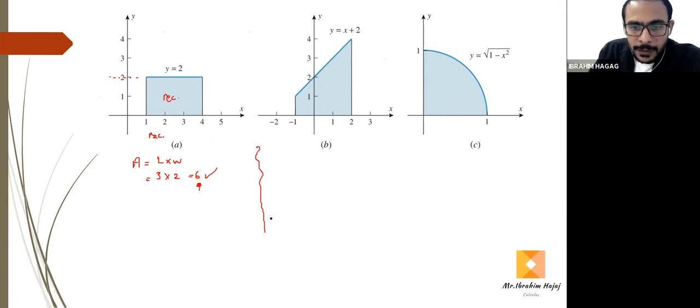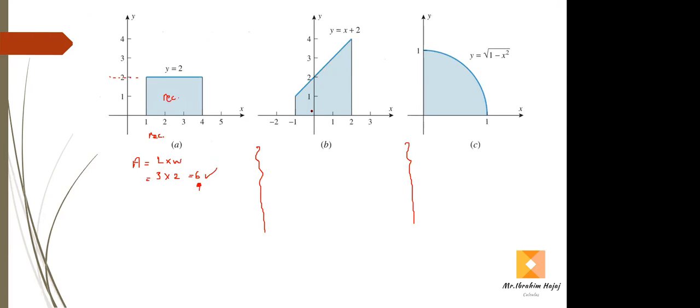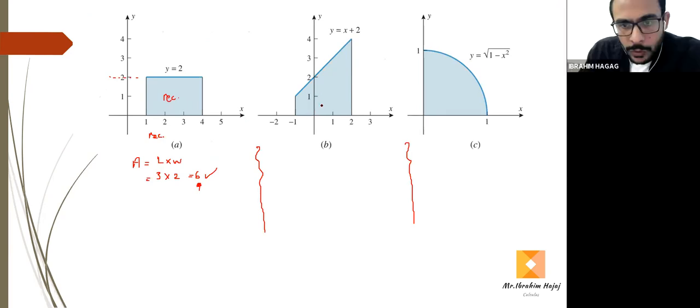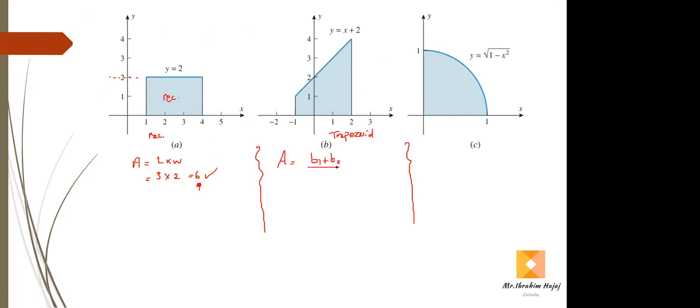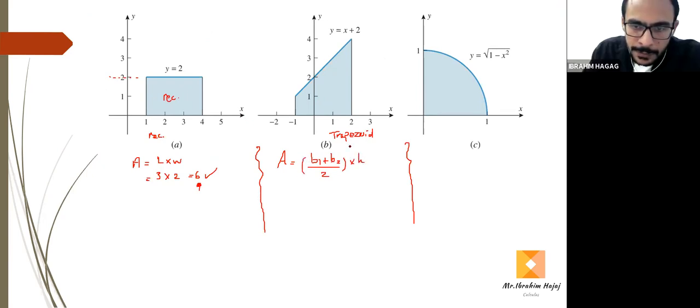The next figure, what do you see in the next figure, guys? We can make a triangle and a rectangle, or draw a horizontal line, or a trapezoid. You can call it a trapezoid. What's the area of the trapezoid? The area of the trapezoid is base 1 plus base 2, over 2, multiplied by the height. Where is base 1? Here is base 1. Where is base 2? Here is base 2.